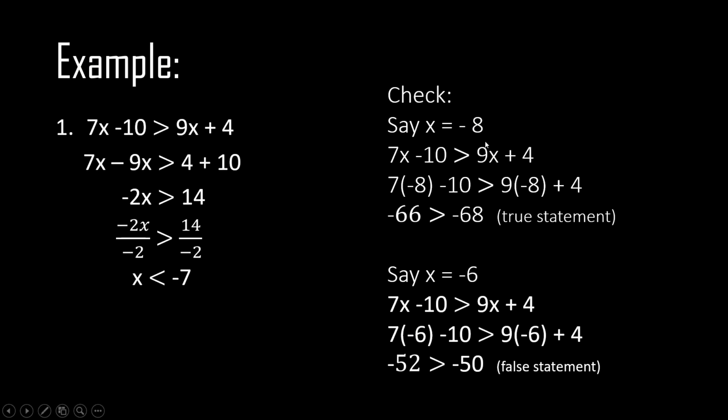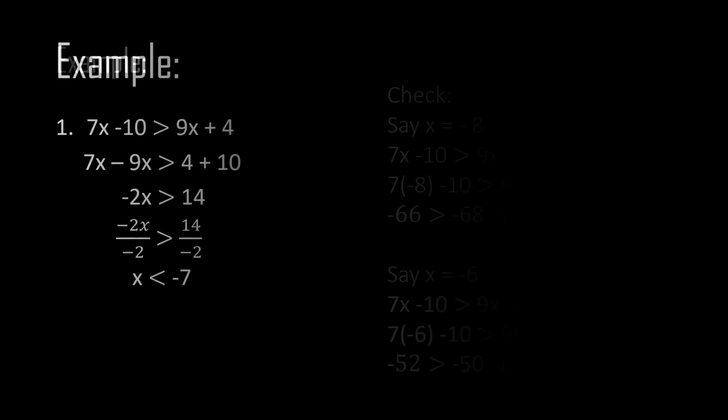It is true that -8 is less than -7. And here if we say x is equal to negative 6, it is not true that negative 6 is less than negative 7. So the answer for this problem will be x is less than negative 7, or all numbers that are less than negative 7. So, let's move on to our next problem.